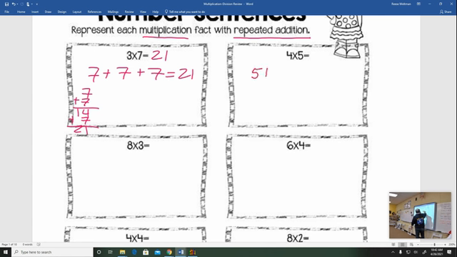4 5s. 5 plus 5 plus 5 plus 5. Now the easiest way, we could have also done 5 4s too, right? But this one's easy because skip counting by 5 is easy, right? So guys, everybody should know this one. What is 4 times 5? 20. That's right. 5, 10, 15, 20. That's it. That's all you have to do on this one.